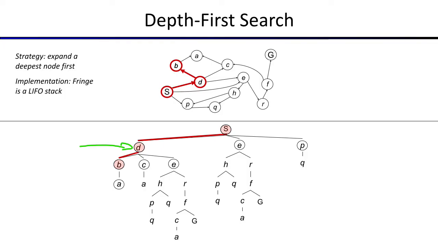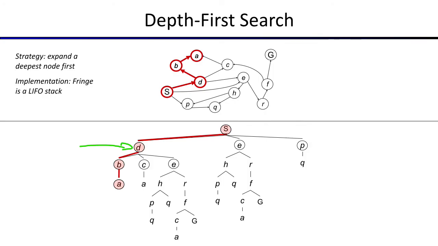And then, sorry, I'll step back one. Now our fringe, rather, contains B, C, E down here, and then E and P. These 3 are deeper. So we're going to expand them before these ones. Break ties alphabetically. Again, B. Now A is the deepest one. Expand that. A has no successors, so that doesn't add anything to the fringe.